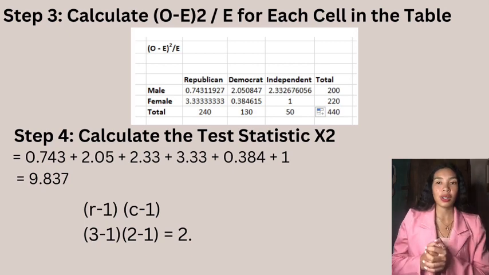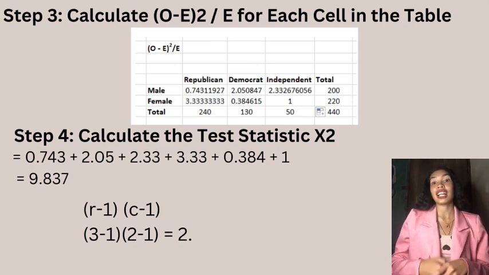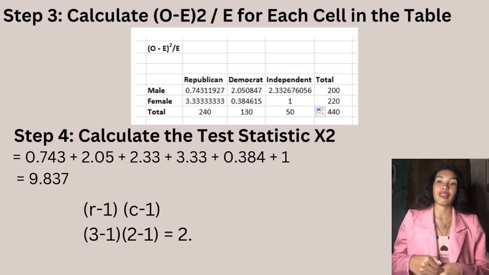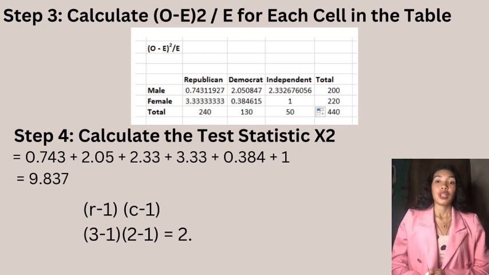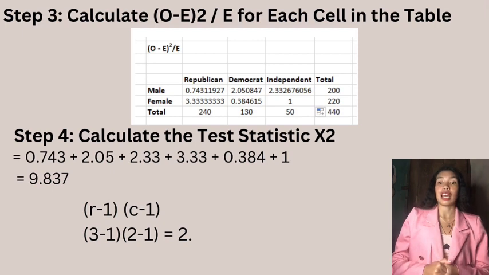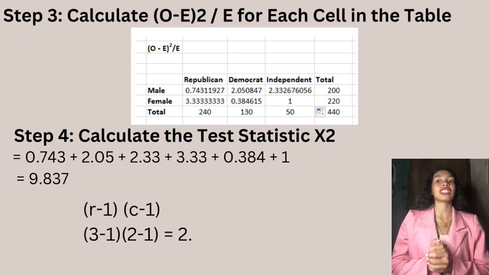Calculate the O minus E squared over E for each cell in the table. So now you will calculate the O minus E to the power of 2 over E for each cell in the table, where O is equal to the observed value, E is equal to the expected value. So the fourth and last step is calculate the test statistic chi-square. So chi-square is the sum of all the values in the last table.